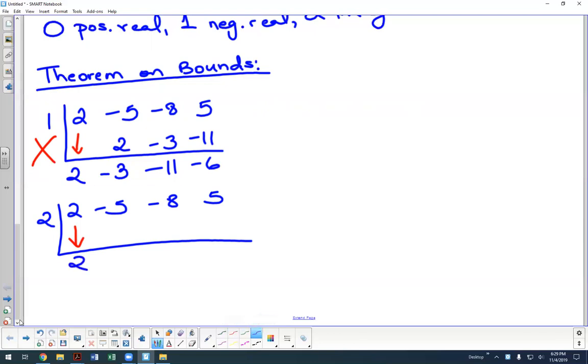What's that? 2 times 2 is 4. Negative 5 plus 4? Negative 1. Which again, the moment you hit a negative, you can stop working with that.